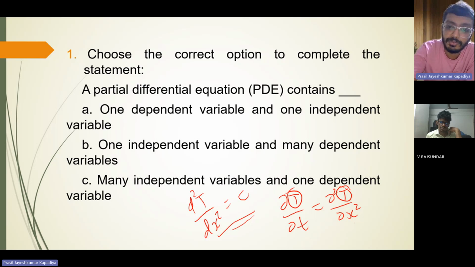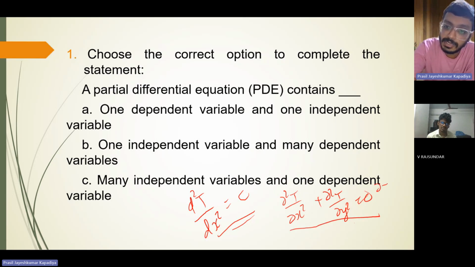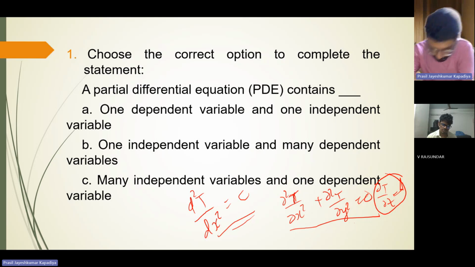Okay, let me write down one more equation, the Laplace equation. d square T by dx square plus del square T by del y square is equal to 0. This is steady state because there is no del T by del t term. But temperature is varying with both x as well as y. So this is called a partial differential equation.